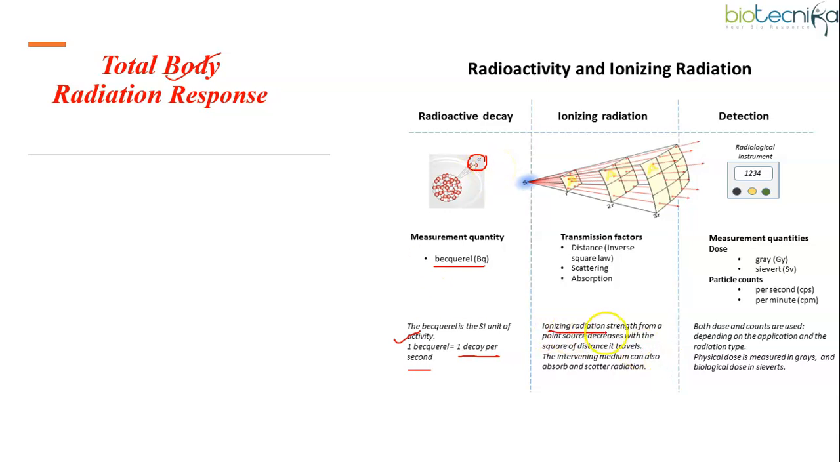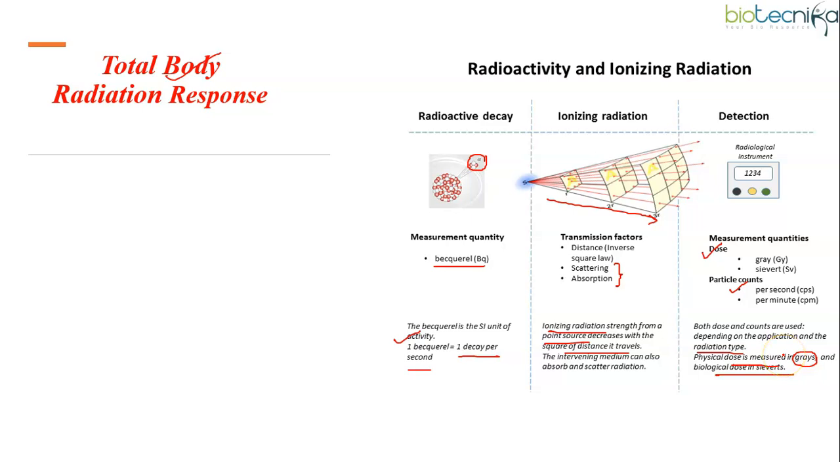So the strength of these ionizing radiations from a point source decreases with the square of the distance it travels, and even the intervening medium can absorb and scatter radiation. Then both dose and counts are used to detect the radiation, depending on the application and the radiation type. So physical dose is measured in grays and biological dose is measured in sieverts.